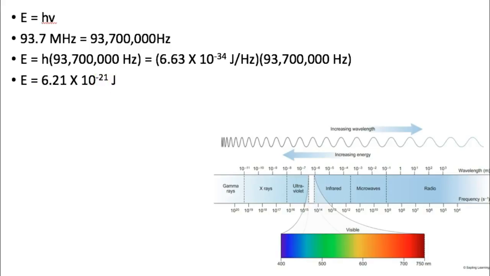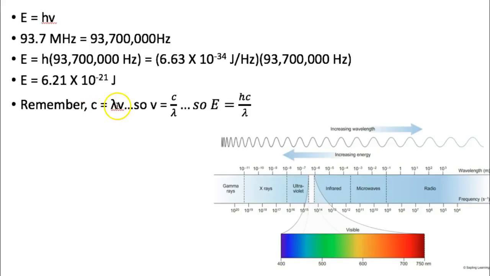Now remember the speed of light is equal to wavelength times frequency, so frequency can equal the speed of light divided by wavelength. So we can also use the equation energy is equal to Planck's constant times the speed of light divided by wavelength. And you'll want to jot that down so you can use that in the future.